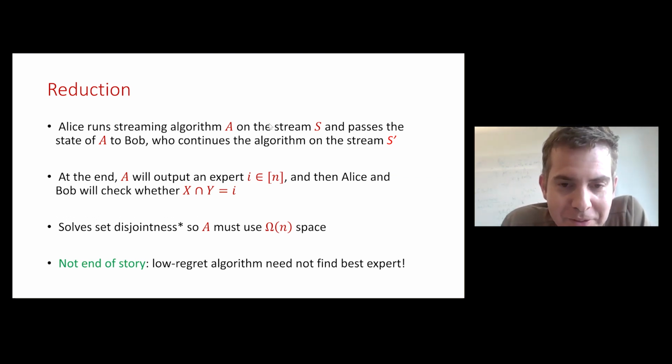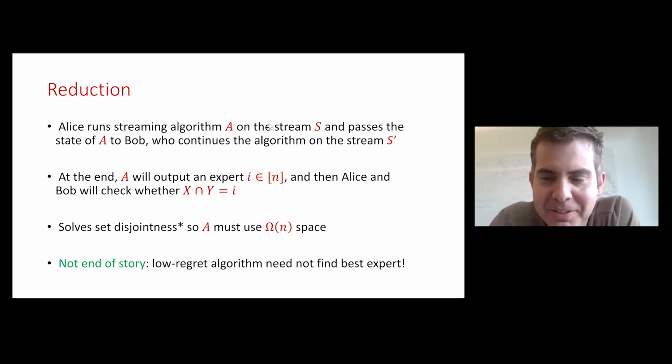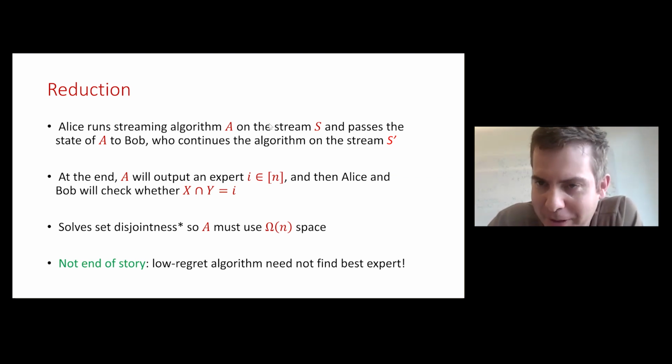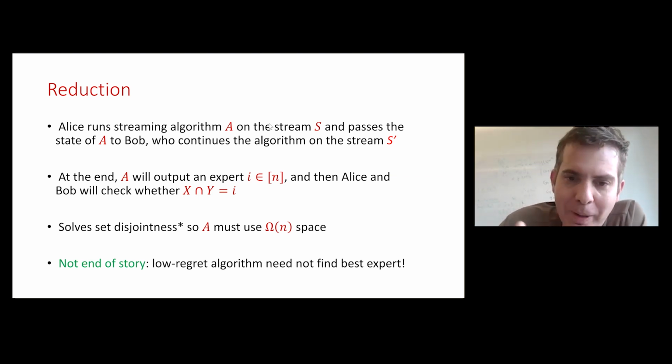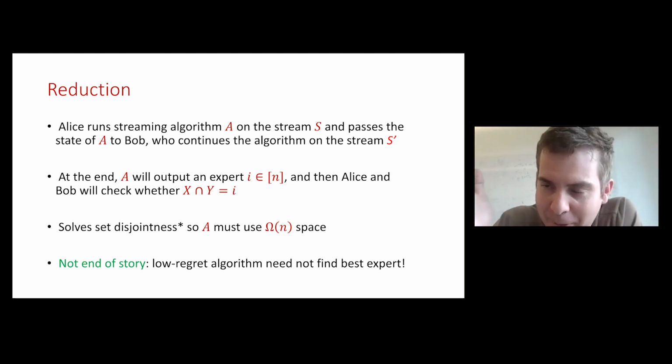There's a question in the chat box: what if n-1 experts output 0 or 1 with probability 1/2, and one expert is always correct? Okay, good. Yeah, so Chen Wang asked this question. We're going to see a distributional version of set disjointness in our lower bound. So let me get back to that question. We certainly need a distributional version, but we need a little bit more too. Okay, so the moral here is that we don't need to find the best expert.